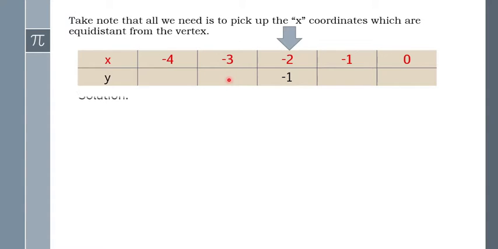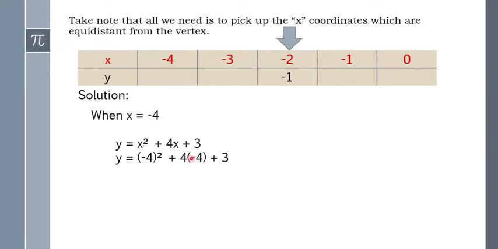To solve for the value of y, let x is equal to negative 4. Using the original equation, substitute lang natin yung value ng x into negative 4. Then simplify natin to. Negative 4 times negative 4 becomes 16. 4 times negative 4, negative 16 plus 3. Then ito magiging 0 na yan. So y is equal to 3.